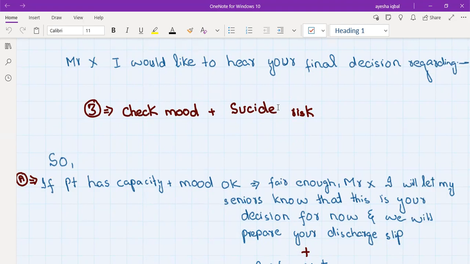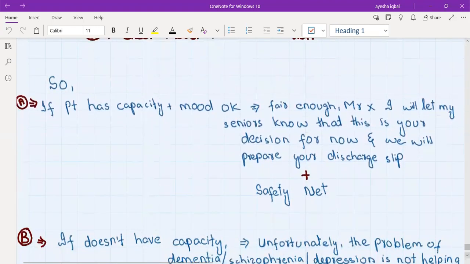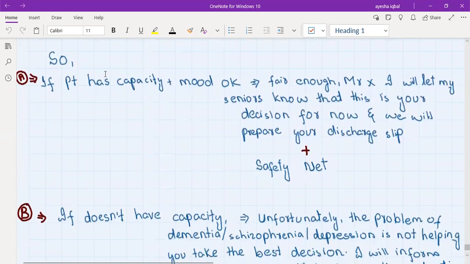And if there's self-harm risk, so after checking the capacity and the mood, you have basically two situations, situation A and situation B. So in situation A, the patient has capacity and his mood is okay. There is no risk of self-harm. So what you are going to do in this case, you will tell the patient, fear not, Mr. X, I will let my seniors know that this is your final decision for now, and we'll prepare your discharge slip.